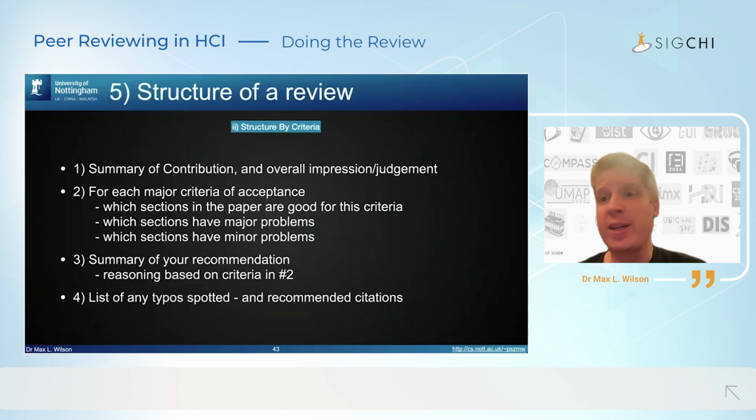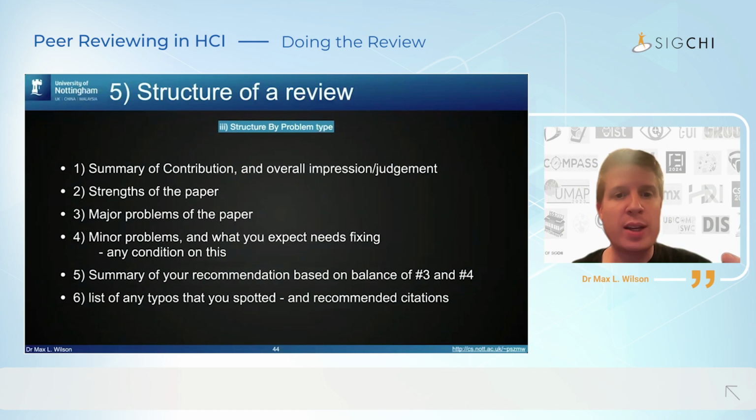The second approach is by criteria. So this is if the conference has said, please comment on these 5 things. Then you go through and say, okay, the first one is about novelty of contribution. This is clear in sections 1 and 2, what the novelty is, and the discussion is also very clear about it. If there's some section about the technical detail, are there any major problems with that technical detail, and where in the paper are the major problems? Are there any minor problems, and so on? So you're going by the criteria step by step and point to where in the paper is good and bad.